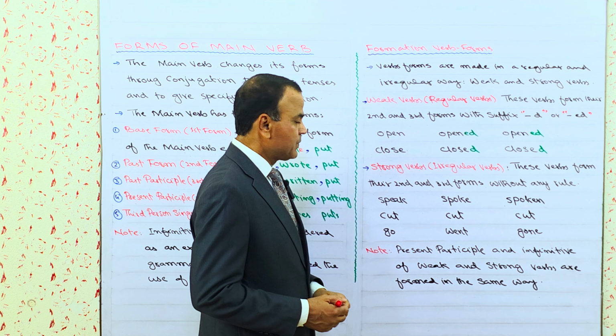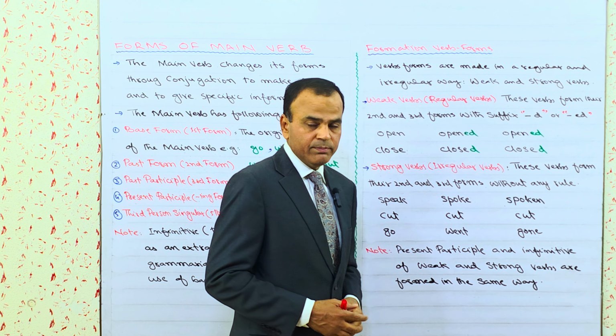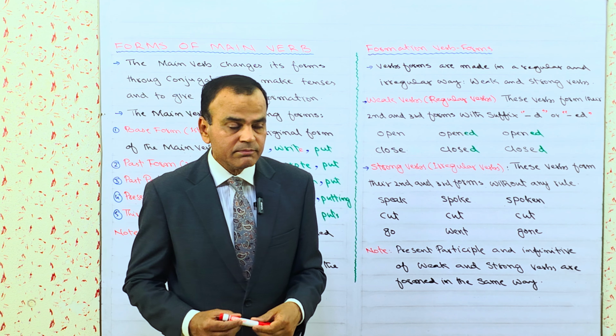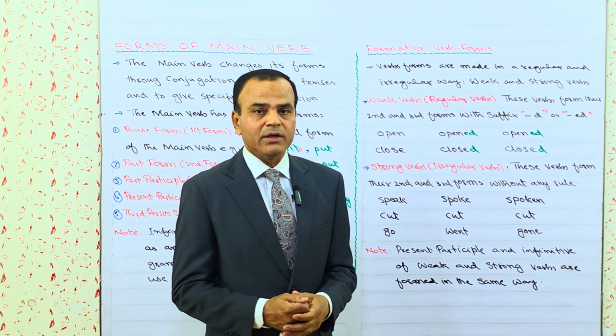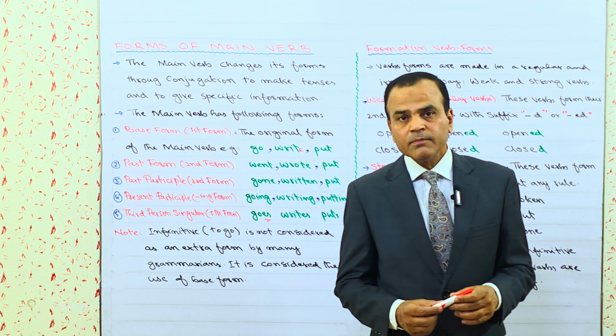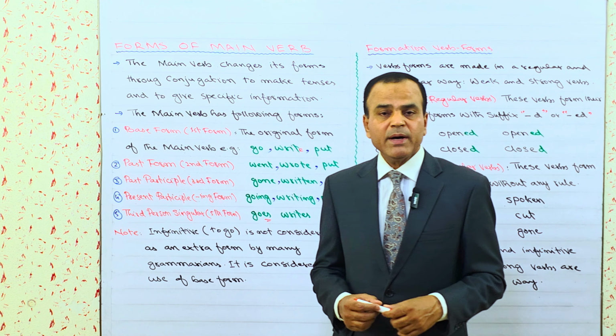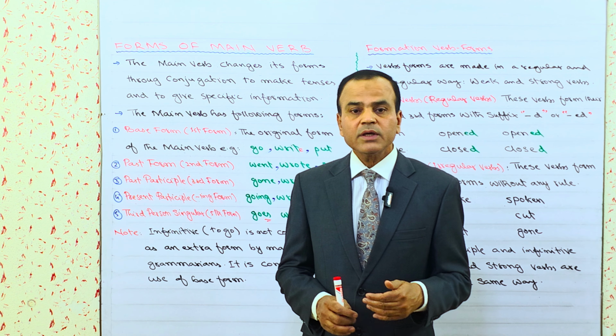On the contrary, we have also another group of verbs. They are called strong verbs and irregular verbs. From the word irregular, it is understandable that they make their forms irregularly, meaning they do not follow any particular rule. We have to learn them by heart if we want to keep ourselves free from making mistakes as far as the forms of verbs are concerned. So you will have to learn them by heart.